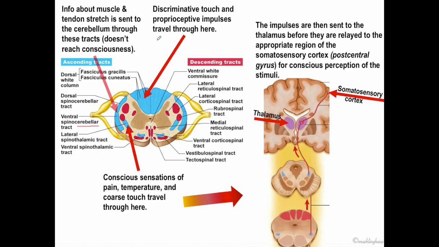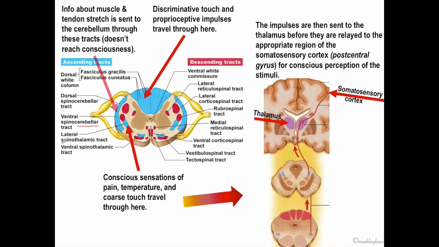And then we got some that carry discriminative touch and proprioceptive impulses that travel through here. That's sort of funiculus. Sometimes tracts they call funiculus too, which means rope, actually. And then the one that we want to know here, this one is not really named after the origin and destination. That one you would just have to memorize. But most of them are.